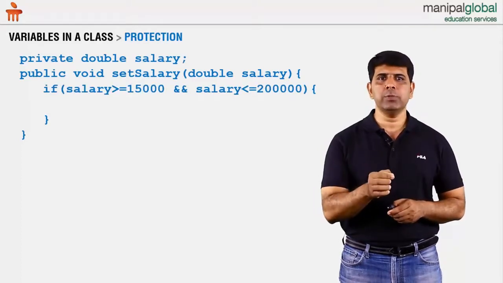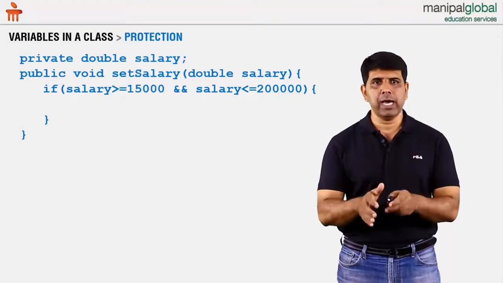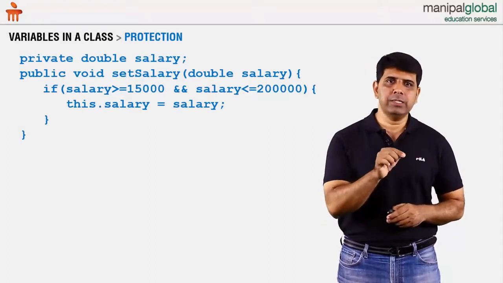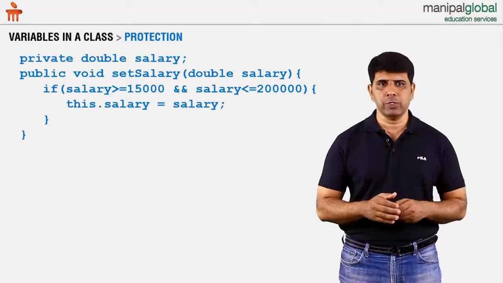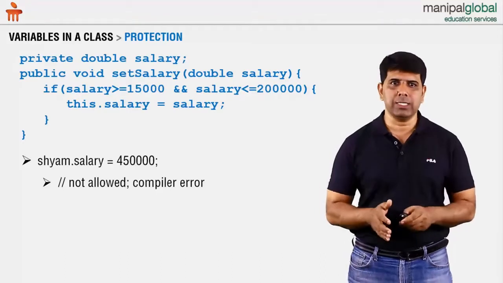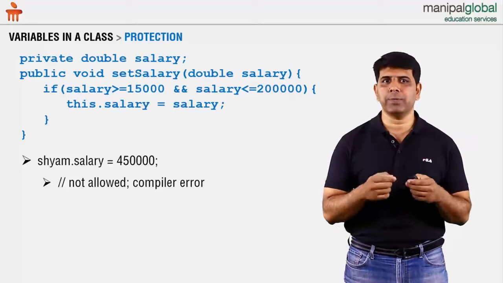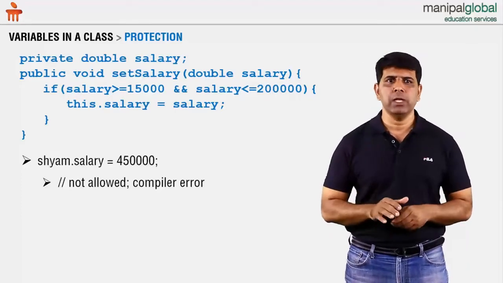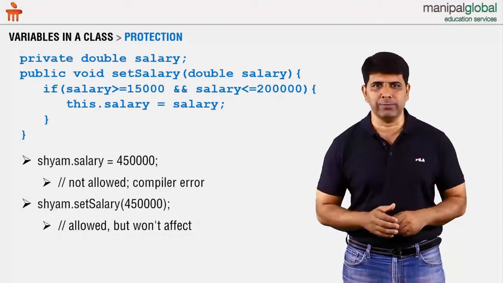But here is what we're going to do. We check this input salary, the parameter: is it between 15,000 and 2 lakh? Yes, then we will assign that to the salary. And note that this time we say this.salary to indicate that it's a member variable. So there's no confusion. Now, if you assign 4,50,000 to Shyam.salary, this is going to be a compiler error because you're trying to access a private variable using a reference, not allowed by Java. However, you can use Shyam.setSalary of 4,50,000.